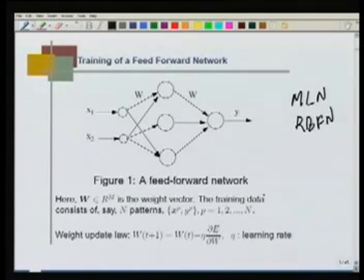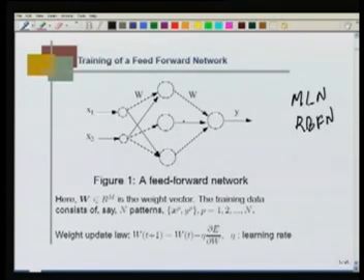The training data consists of, say, n patterns, xp and yp. xp is the vector here, and that is the input vector, and yp is the output vector. Not necessarily that we have only a single output or two inputs. This is simply a schematic diagram. The network can have as many inputs and as many outputs, and of course, as many hidden units.